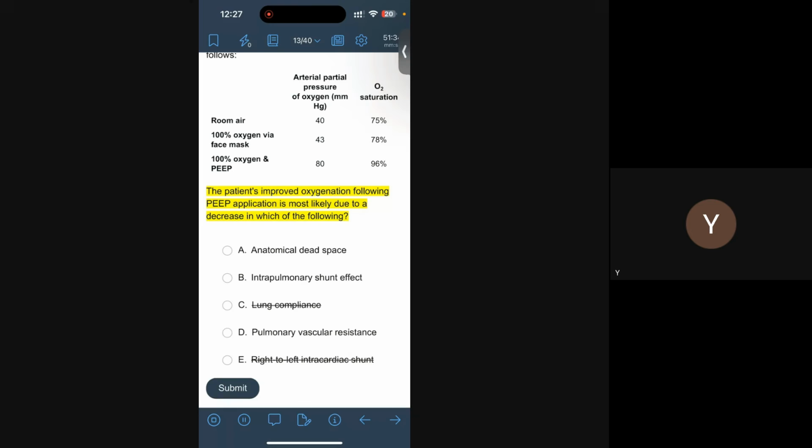Now we are left with three options. We know that it is not dead space ventilation, so A is not the answer. Now we are left with B and E. Which one is going to be the answer? B, because the pulmonary vascular resistance has no relation with PEEP. So B is going to be the answer.